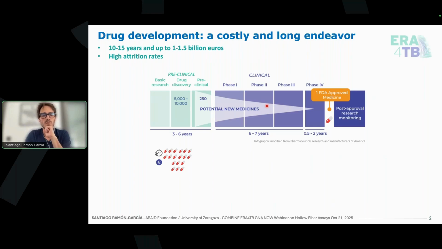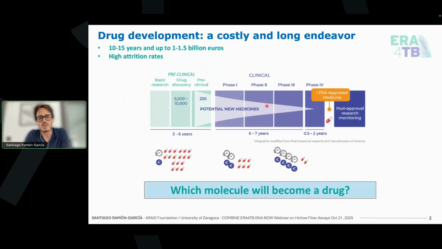We have a lot of molecules in the very beginning, in preclinical phases. And when we are moving into the development pipeline, we're getting into clinical phases, phase 1, phase 2, the number of molecules are dropping off, and the cost increase and also the timing. So it is actually very important to understand as soon as possible, early in the development process, which molecule is going to become the next drug.